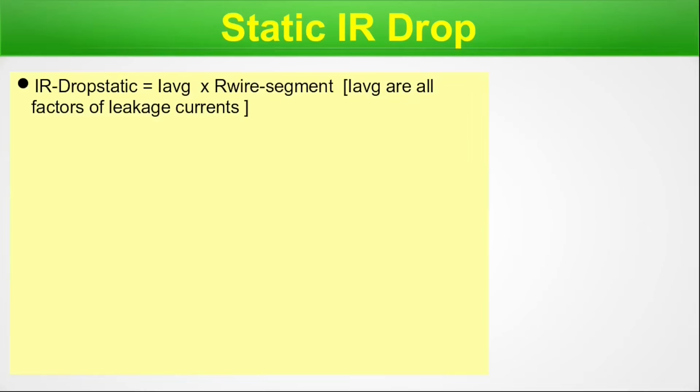The IR-Drop is defined as I average times the resistance segment, that is the R-wire segment. Here I mentioned the word static. Here IR-Drop static means the static IR-Drop, and I average is a well-known quantity, average current, you have come across already in your textbook. And the resistance R-wire segment, we have just shown you in the pictorial representation what the resistance segment looks like for a metal route. Now this I average is all factors except the leakage currents.